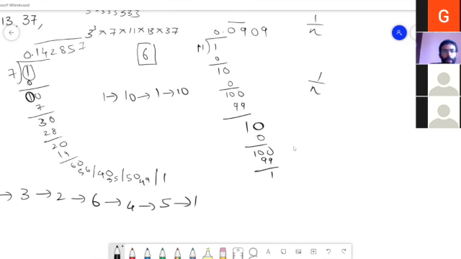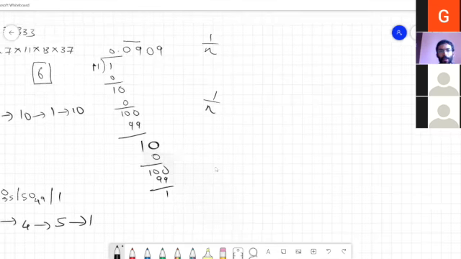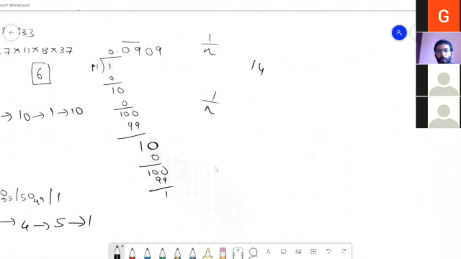The cyclic number 142,857. You take 142,857 and multiply it with 1, 2, 3, 4, and so on, right? You will observe something happening. Can you just multiply and see? Okay.